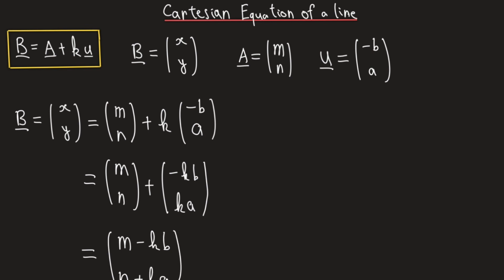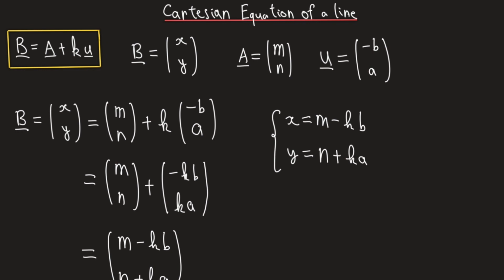And now what we need to know is that when we have 2 vectors that are equal to each other, their corresponding coordinates are equal, which means that x equals m minus kb and y equals n plus ka. And therefore, we have that x equals m minus kb and y equals n plus ka. And now we have a system of two equations.